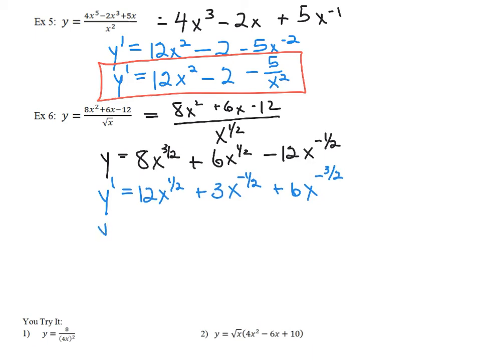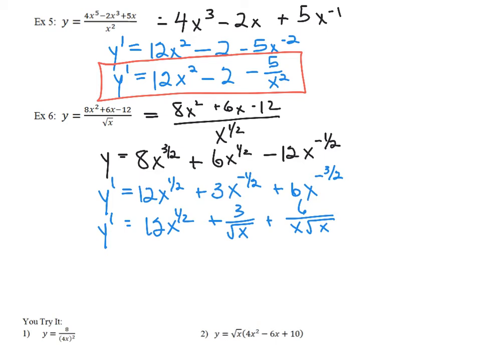So I now have as my derivative 12x to the 1/2 plus 3 over the square root of x, or x to the 1/2, plus 6 over, this would actually be x radical x, because you've really got x to the 1/2, x to the first and x to the 1/2.